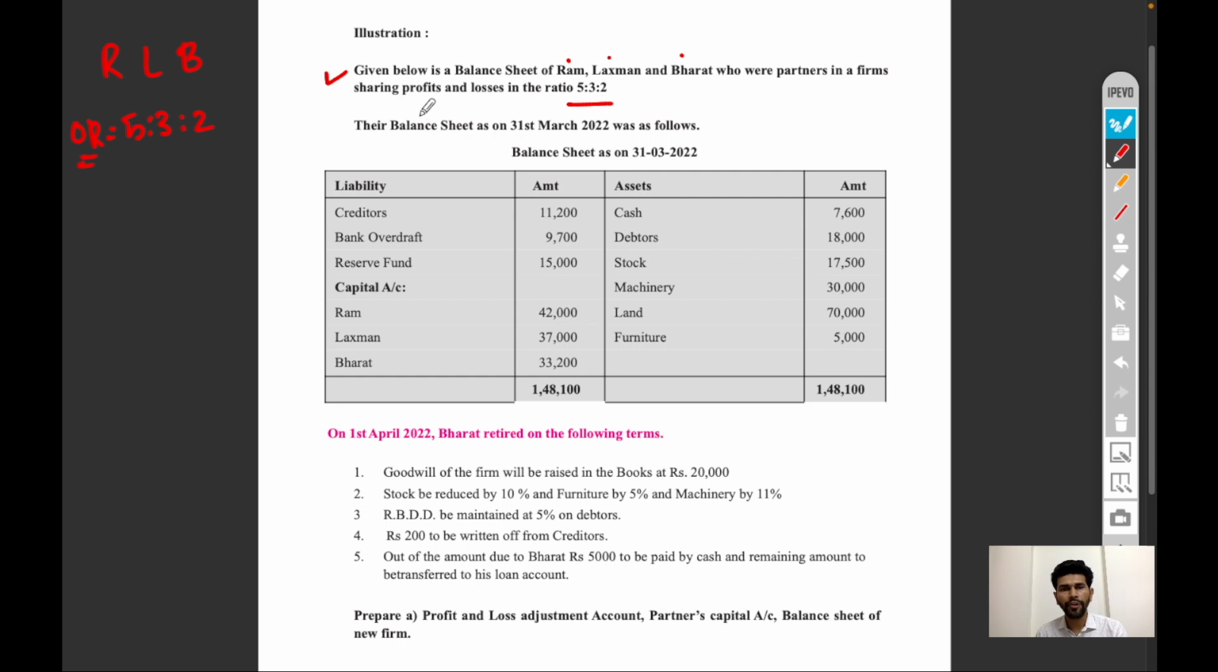Their balance sheet as on 31st March 2022 was as follows. Balance sheet asset side and liability side are given. Cash, debtors, stock, machinery, land and furniture. On the liability side, creditors, bank overdraft, reserve fund. It will be distributed among old partners in old ratio, because the retiring partner will also take away his share of reserve fund, and capital accounts of all the partners are given. On 1st April 2022, Bharat retired on the following terms.